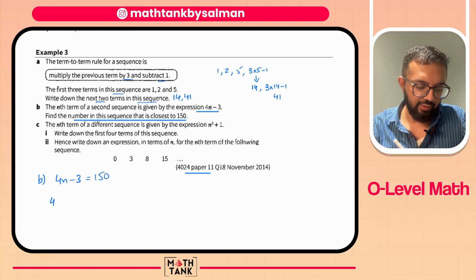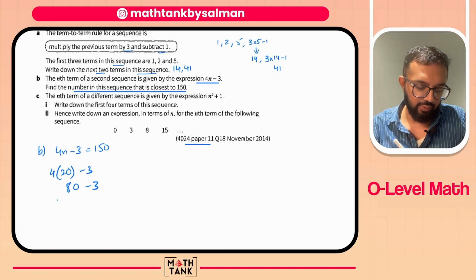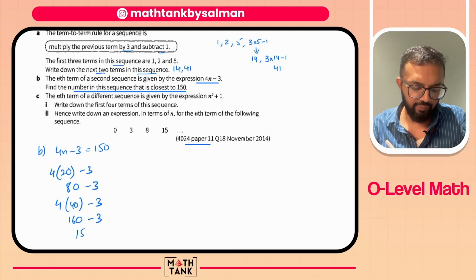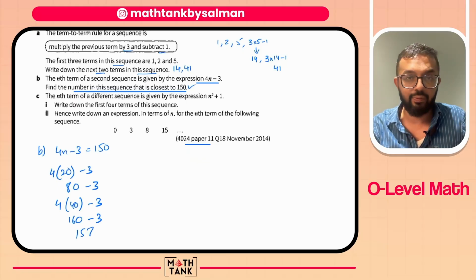So let's say I think that it should be the 20th term. That tells me that I'm really far away. So I think I should go on to the 40th term. So that's 160 minus 3. How far apart am I? I am at 157. I'm not as close to 150 as possible.